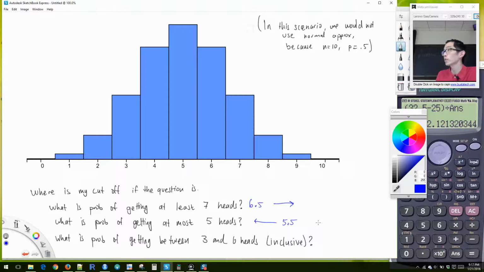Is that okay? Then getting between 3 and 6 heads, where would I go? From 2.5 to 6.5, because we want to include the bars for 3 and 6. Are there any questions on this?